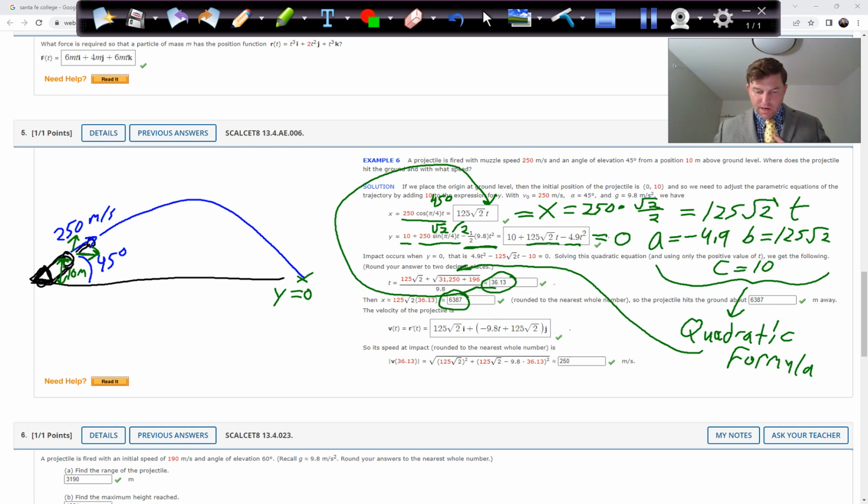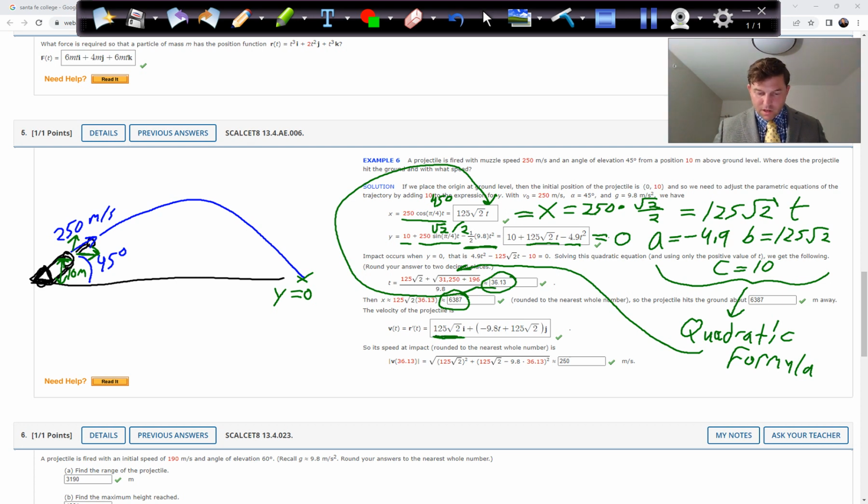Okay, and then we can write the velocity of the projectile. So we know x and y as functions of t. So we just have to take their derivatives. Actually, do they want us to do, is it that complicated? Okay, yeah, they do. So the derivative of 125 root 2t, the t would go away, so it's 125 root 2.